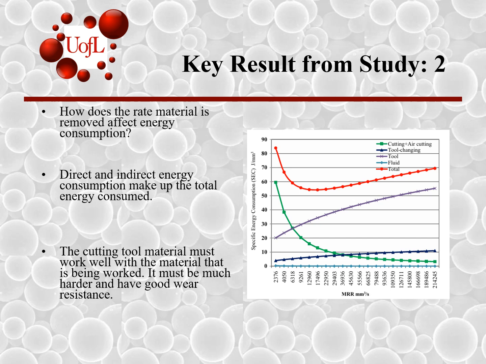So you can see the total at first goes down as the material removal rate goes up, but then as the tool energy goes up and the tool changing energy goes up, the total energy consumed will increase. So this showed that the cutting tool material must work well with the material that is being worked. It must be much harder and have good wear resistance so it doesn't wear down fast and you have to keep changing tools.